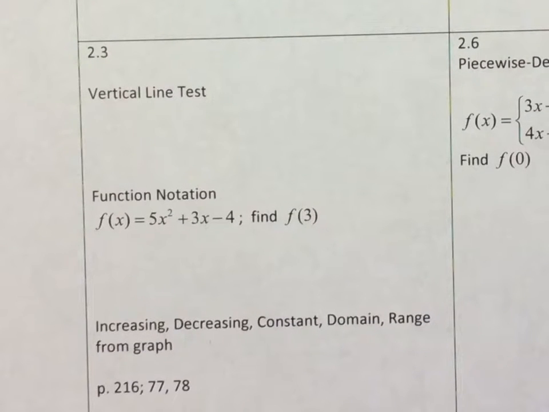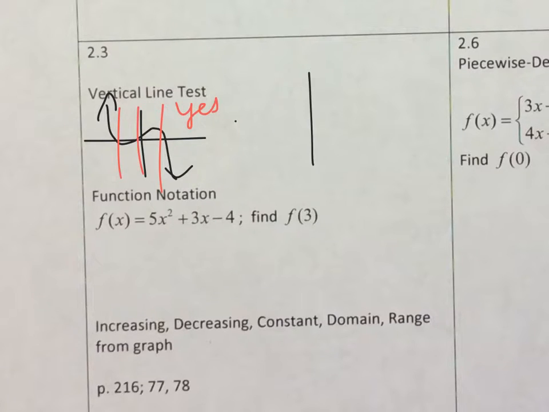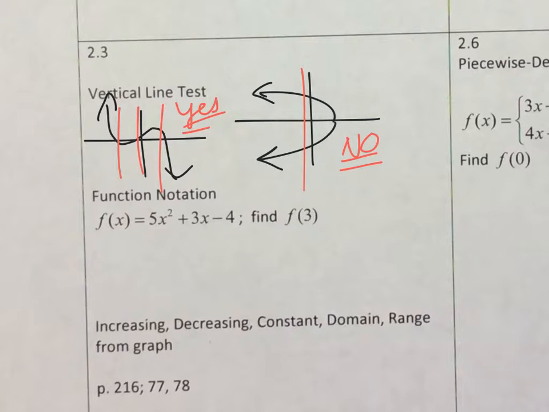Section 3 was all about functions. Remember, if you have a graph that passes the vertical line test, like this one does, no matter where I draw a vertical line, the most it ever crosses is once, then it is a function. And if you have a graph that does not pass the vertical line test, like this one, there's a line that crosses more than once, then it's not a function. So you'll need to know how to apply the vertical line test.